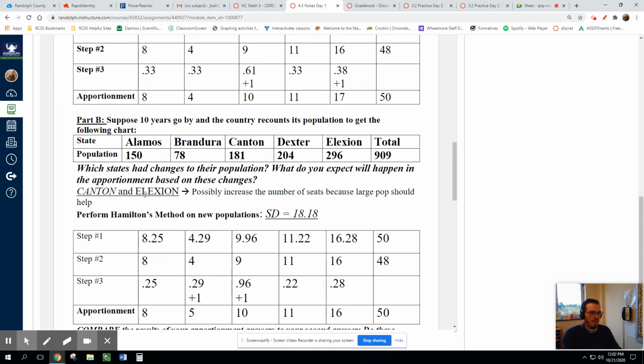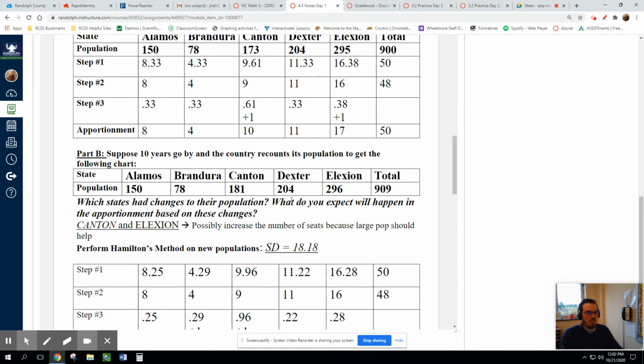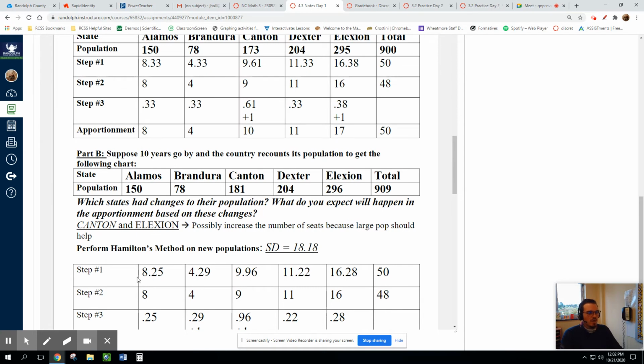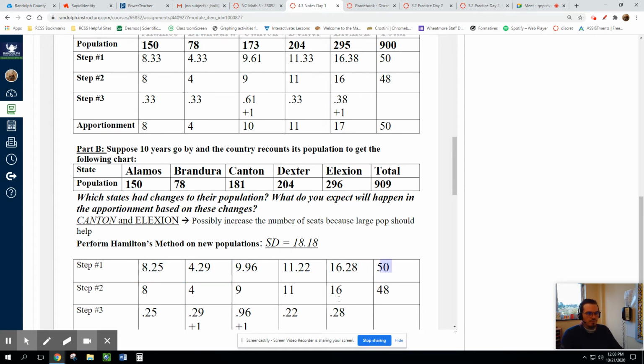What do you expect is going to happen in the apportionment? Well, we know that Canton and Alexian have increased, so possibly the number of seats they get will increase because it's a larger population. That should help, right? Now, Hamilton's method with the new populations gives us a standard divisor of 18.18. Keep the decimal. You guys asked me a lot of questions about that. Keep the decimal. Now in step 1, here's our standard apportionment, still adding up to 50.